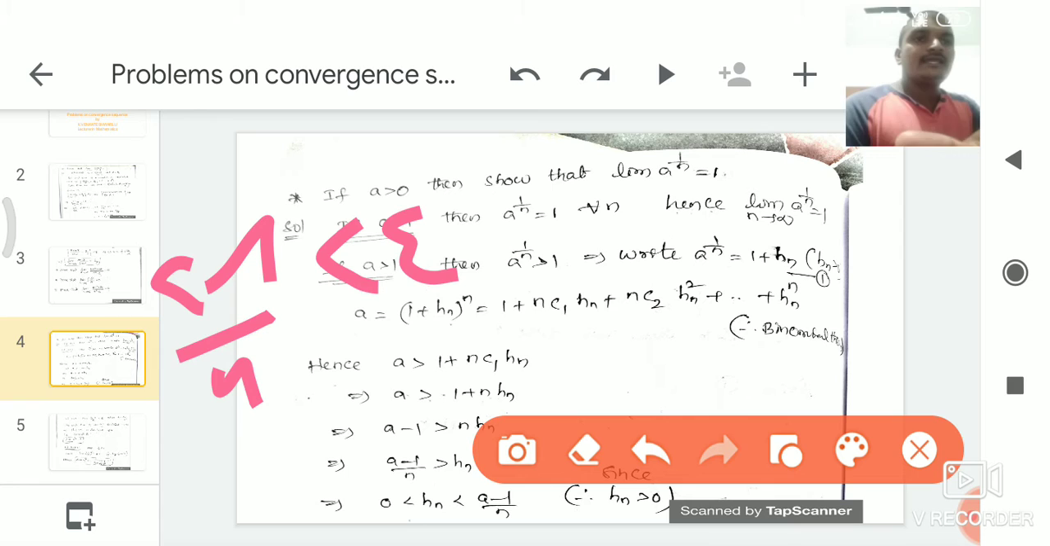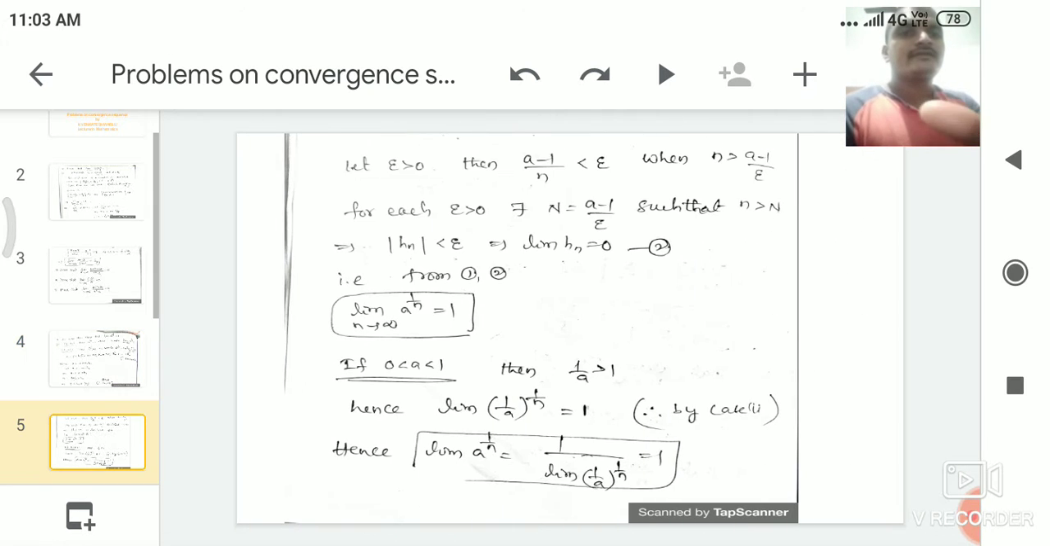Whenever a < b < c, we have a < c. In the same way here, Hn is less than epsilon. Whenever Hn < epsilon, by the definition of a convergent sequence or limit of a sequence, we have that the limit of Hn is 0. That is equation 2.